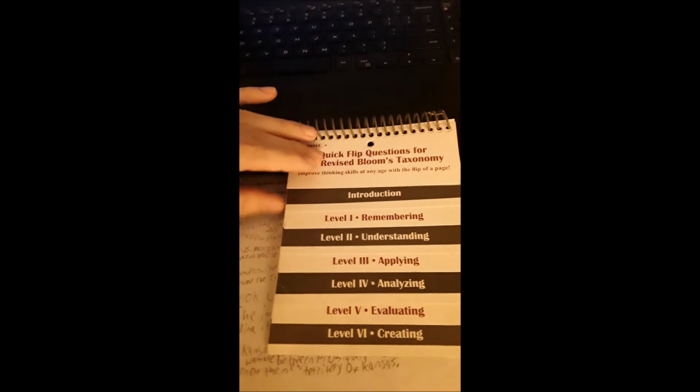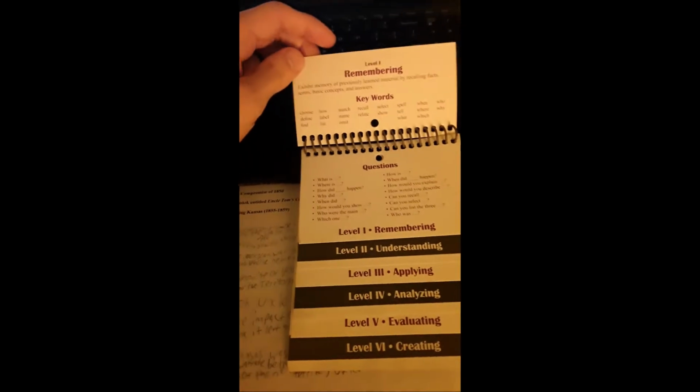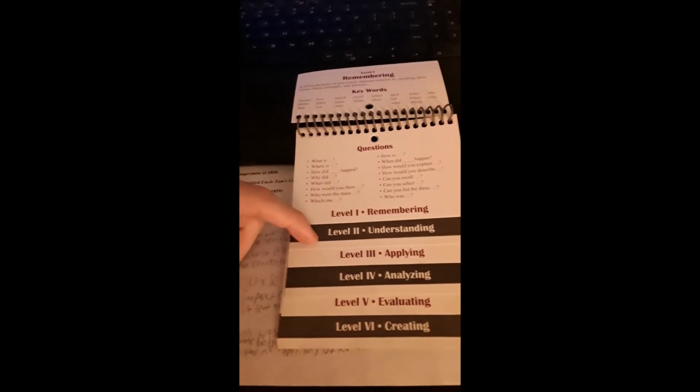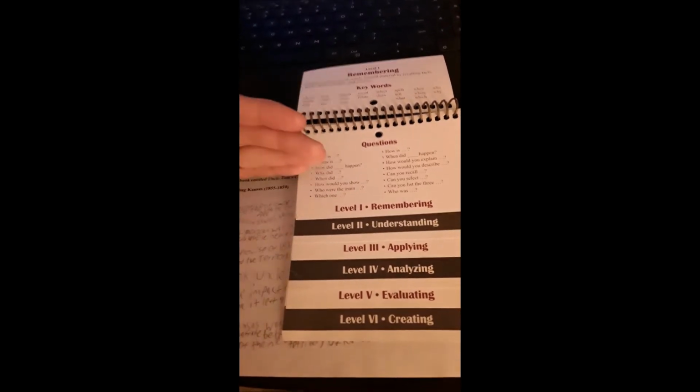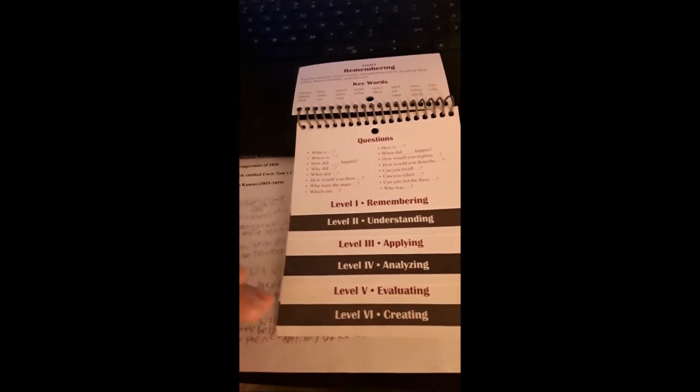What you see in front of you is the Bloom's Taxonomy Flipbook for good questions. You can find this online. I'll post the link down below. This is like my lifesaver. I use this all the time. The first tab here explains what these are. Notice how you have remembering, understanding, applying, analyzing, evaluating, creating. These are the different levels of understanding.